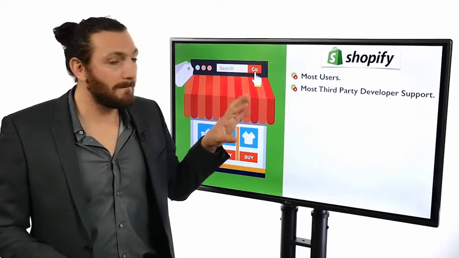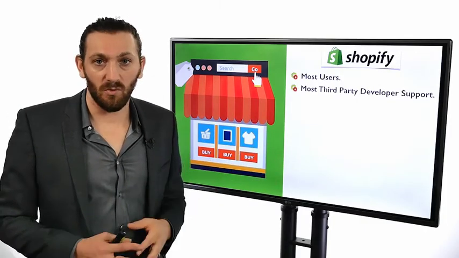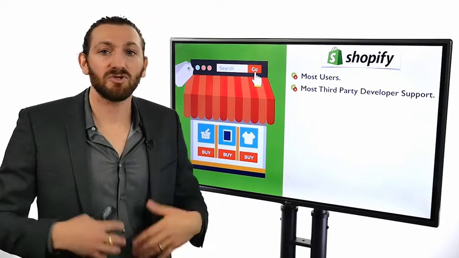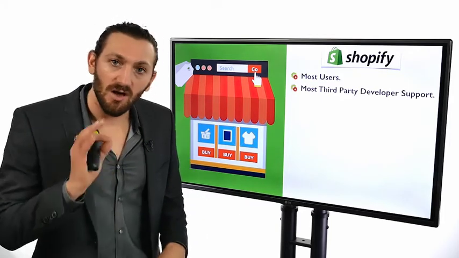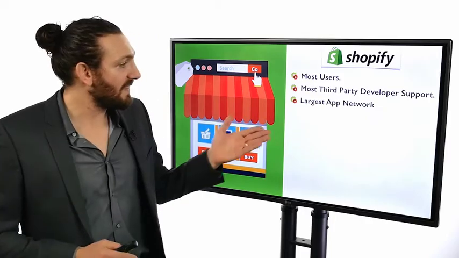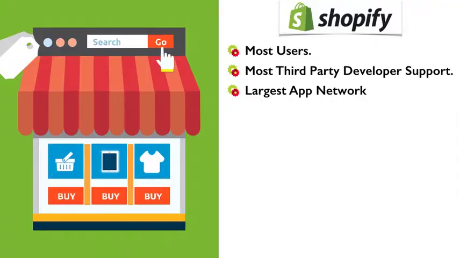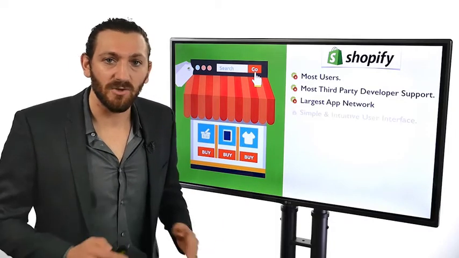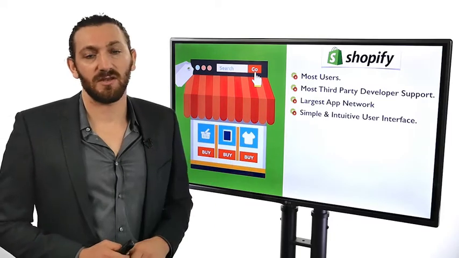So you end up with the best third-party developer support, which means the best plugins, the most sophisticated marketing applications are all happening on Shopify. They have the largest app network for that reason. So if you need an app to plug into your store to do pretty much anything, integrate with any third-party service, add some kind of marketing function, add some kind of inventory or order function, Shopify has that built in. They also have the most simple and intuitive user interface.